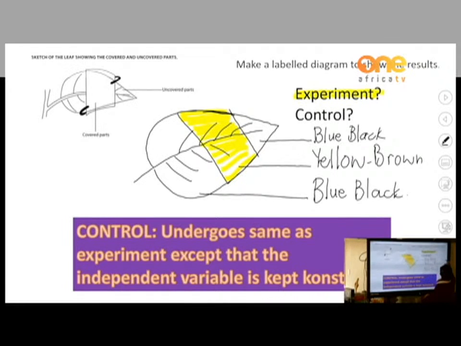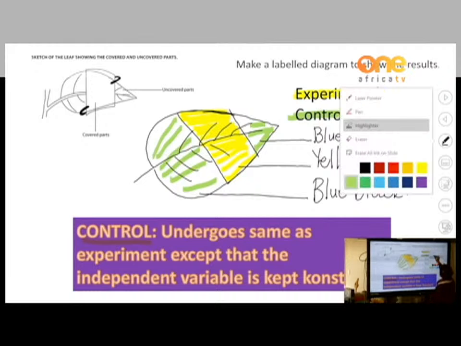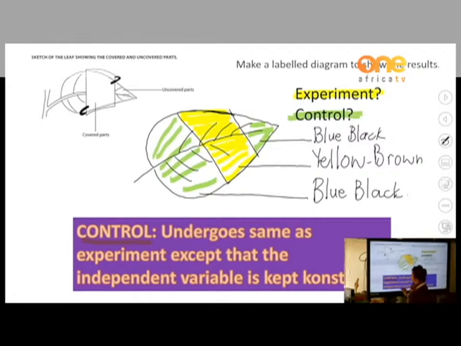Good? And then we have the control, and this will be the control. Why do I say so? Because the control undergoes the same as the experiment, except that the independent variable is kept constant. Oh, so why are we talking now about the independent variable? I just want to explain it to you like this.